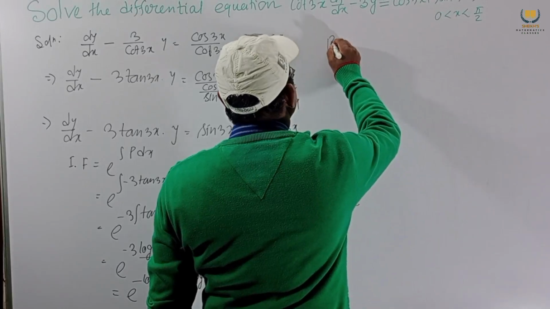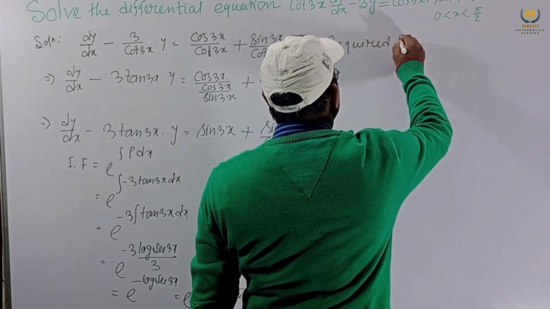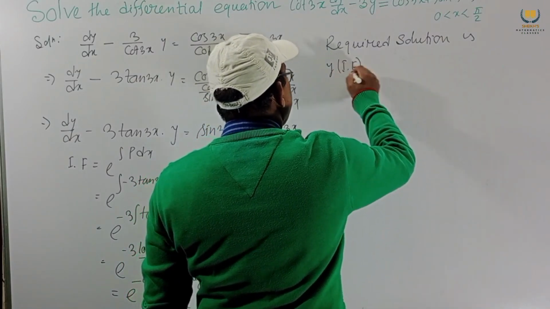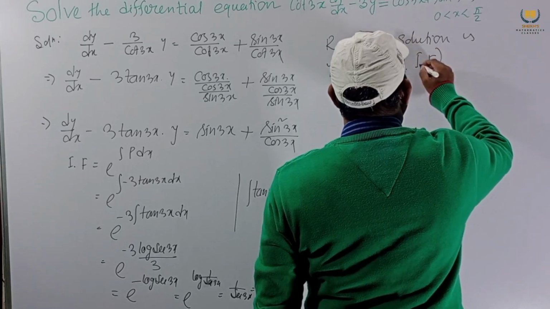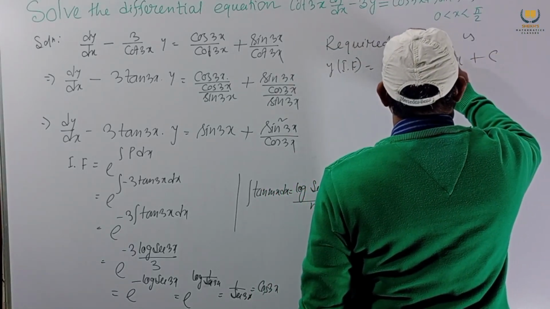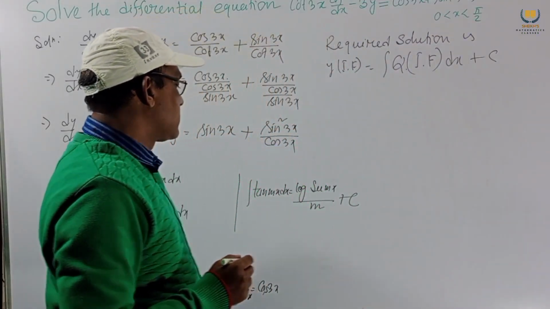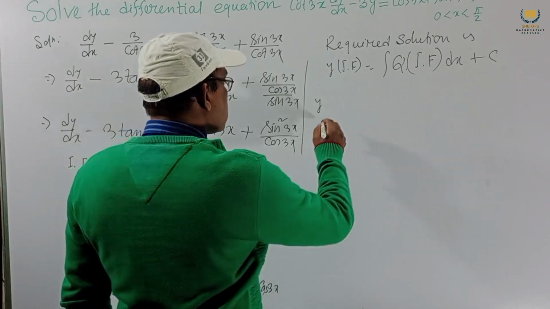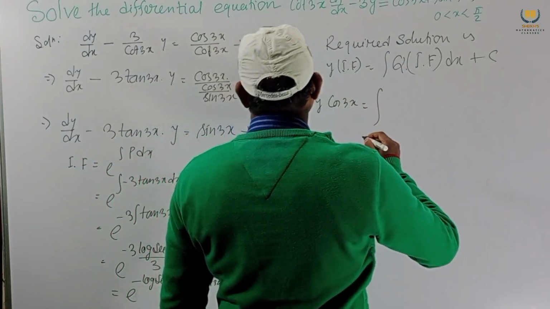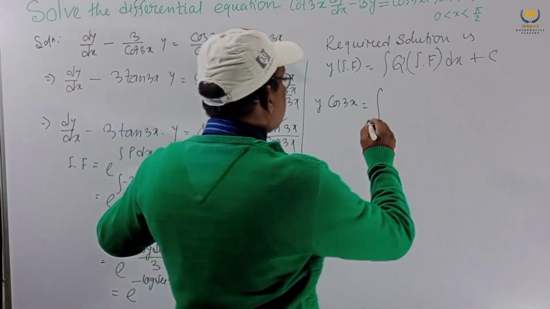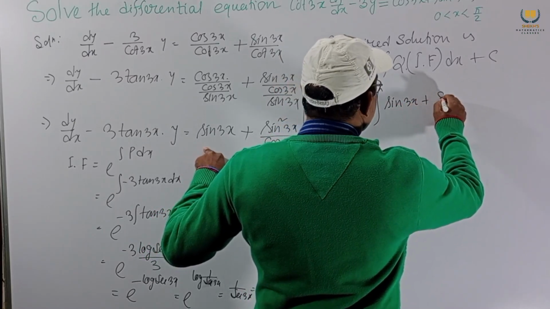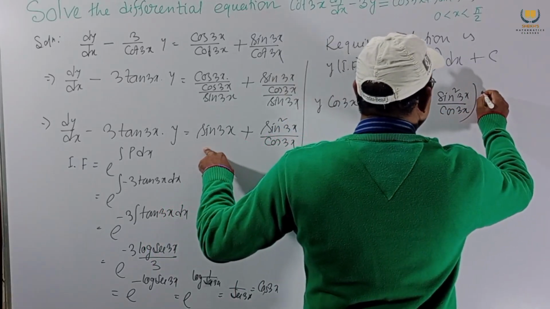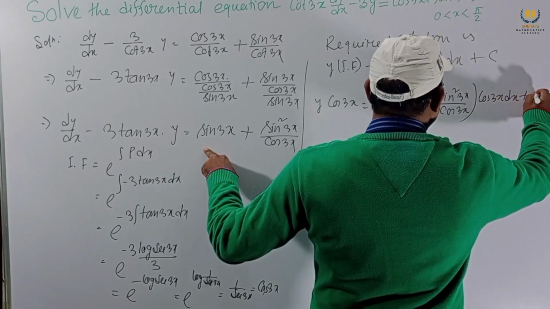Now the required solution is y into IF equals integral of q into IF dx plus c. So y into cos 3x, and q is our q, which is 3 sin 3x plus sin square 3x by cos 3x, into cos 3x dx plus c.